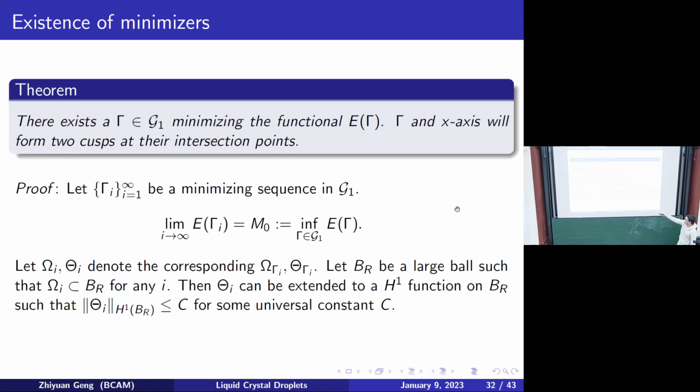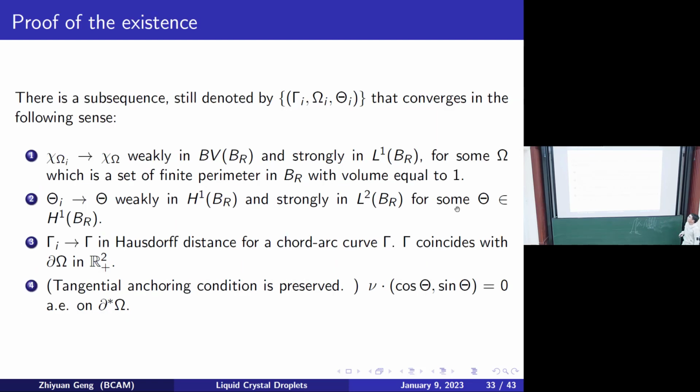So we have a minimizing sequence gamma I, and also the corresponding omega I and theta I defined. The theta I is at first only defined in this omega I, but because we can extend theta I to a larger domain, we can find a large ball BR not depending on I, such that all the theta I are uniformly defined on this domain BR, with H1 norm uniformly bounded. And then we take the limit and find a subsequence.